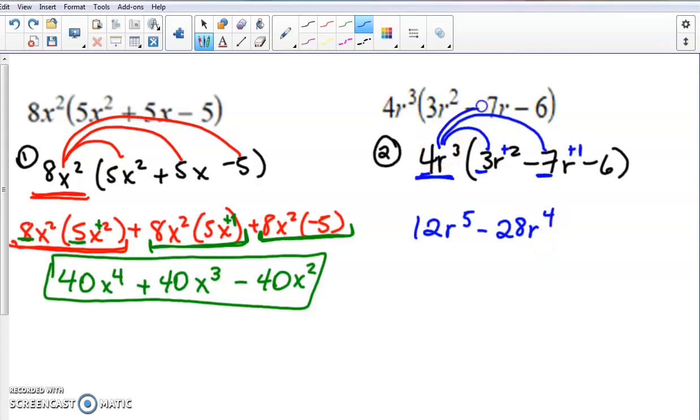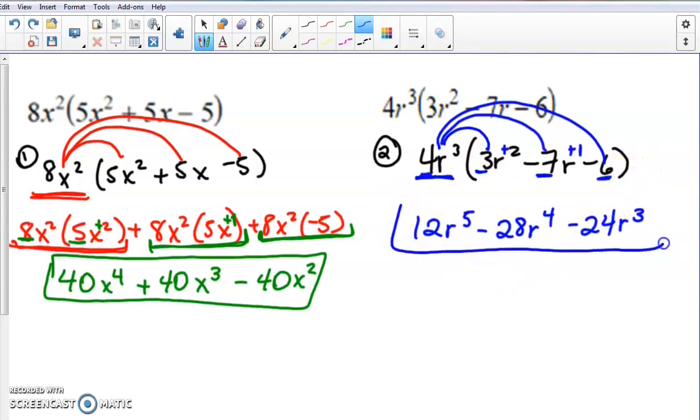Now lastly, we do 4r cubed times a negative 6. So 4 times negative 6 is negative 24. R cubed stays with it because it has nothing over here to go with. And we're all good. That's our final answer. We have 12r to the 5th minus 28r to the 4th minus 24r cubed.